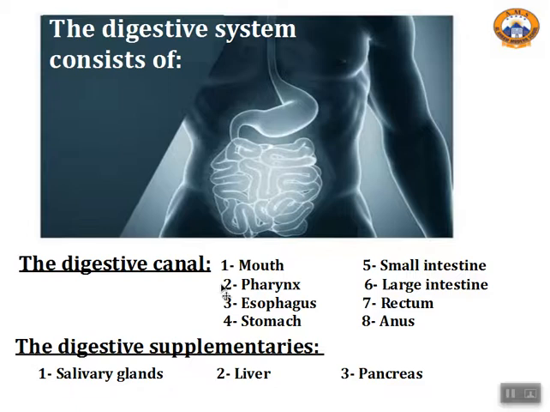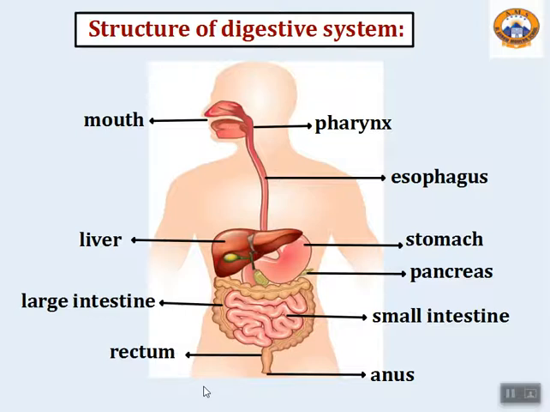The digestive canal starts with the mouth, then the pharynx, then esophagus, stomach, small intestine, large intestine, rectum, and anus. Most of the organs of the digestive canal lie here in this part of the body known as the abdominal cavity. There are some digestive canal supplementaries that help in the digestion process by secreting juices. They are the salivary glands, the liver, and the pancreas. Now let's see the structure of the digestive system.